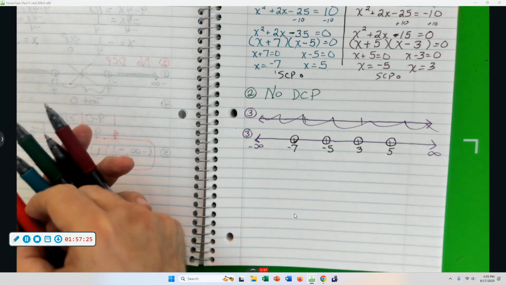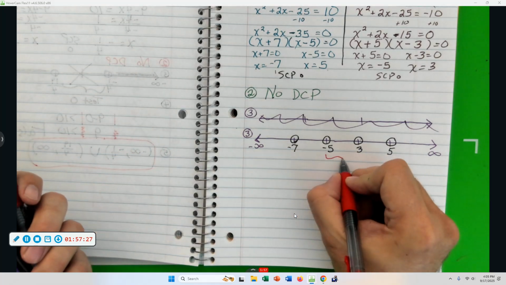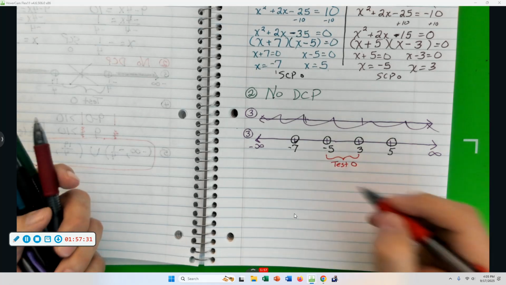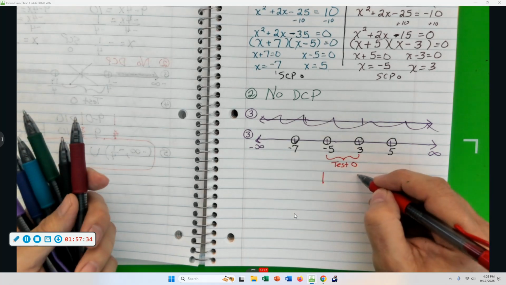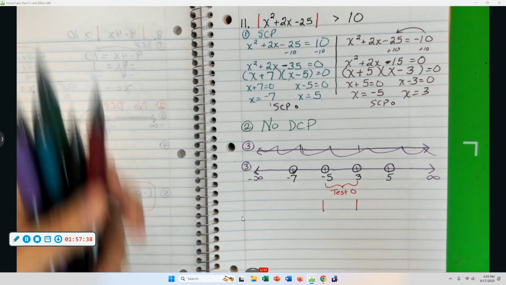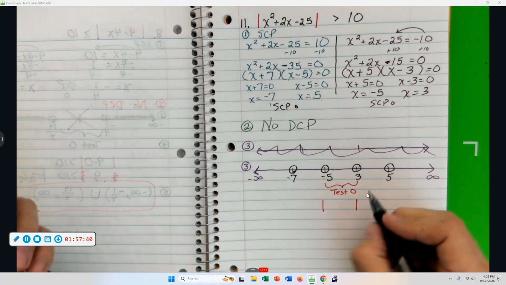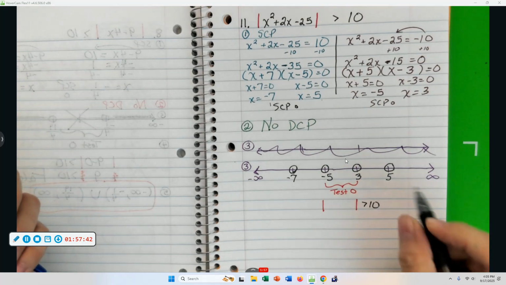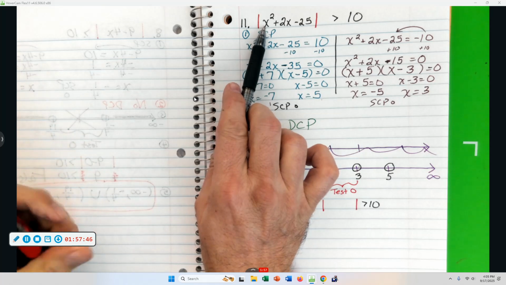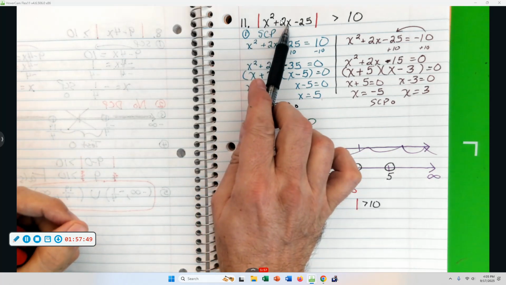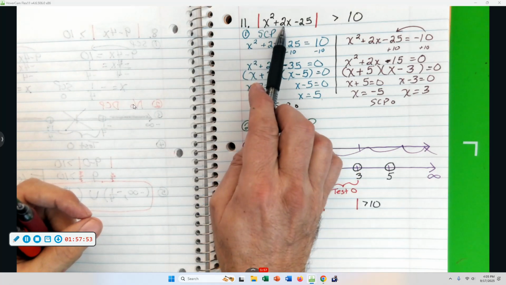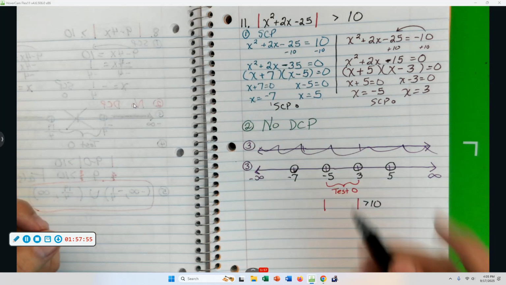I'm going to use red to test it. So here's the one I'm testing. I'll either get true or false. You're going to have to move it down so we can see the inequality. Greater than 10. So testing 0. Plugging a 0 in. We have 0 squared is 0. 2 times 0 is 0. So we have 0 plus 0 minus 25.